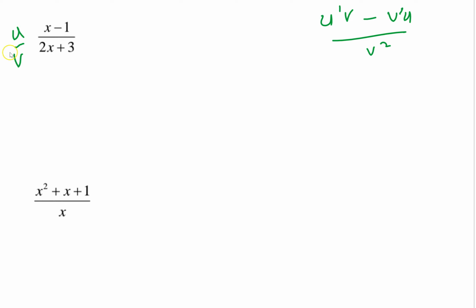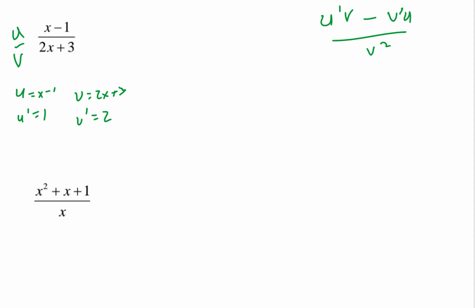So you can figure out what u and v are if you want to do it that way. That's totally fine. U would be x minus 1. U prime would just be 1, because the minus 1 goes away. V would be 2x plus 3. V prime would be 2. Then you can just plug it in.